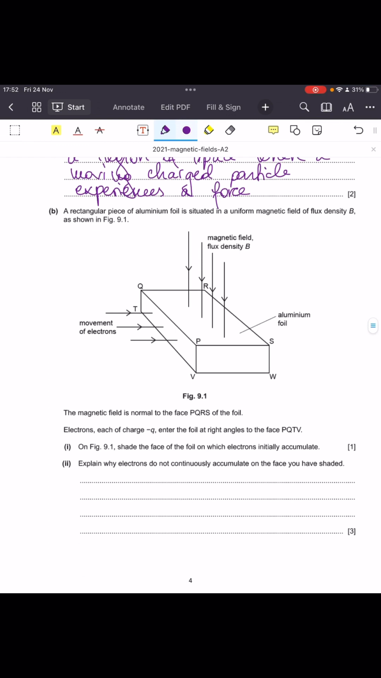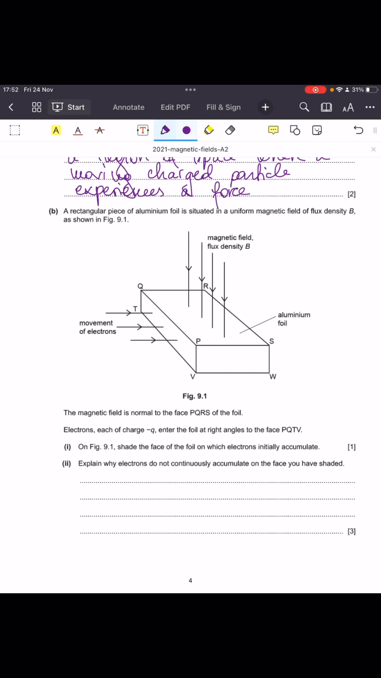Now, we have a rectangular piece of aluminum foil which is situated in a uniform magnetic field of flux density B as shown in figure 9.1. It says the magnetic field is normal to the face PQRS of the foil. Electrons, each of charge minus Q, enter the foil at right angles to the face PQTV. On figure 9.1, you have to shade the face of the foil on which electrons initially accumulate.